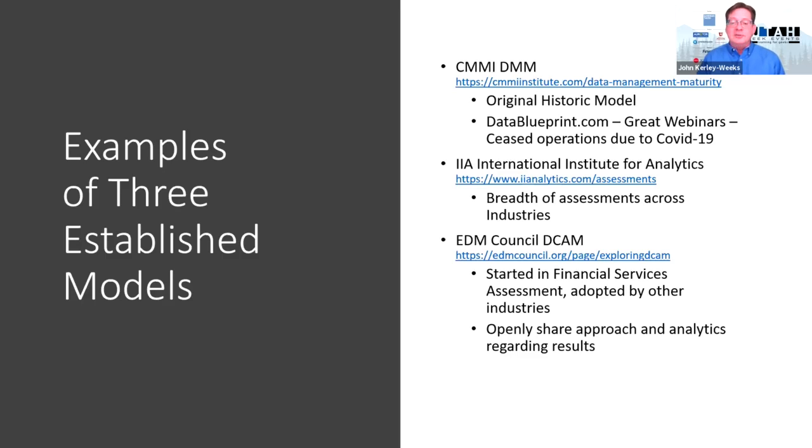The IIA International Institute of Analytics has the Delta model that we've seen, and it provides a good breadth of assessments across a large number of industries. And then the EDM Council DCAM model, they started out focusing on the financial industries, but 30% of their respondents in a recent survey of results using their DCAM model were people outside of the financial services industry. So they've seen a lot of success with their model, and other organizations in other industries adopting the model because they liked what they saw.